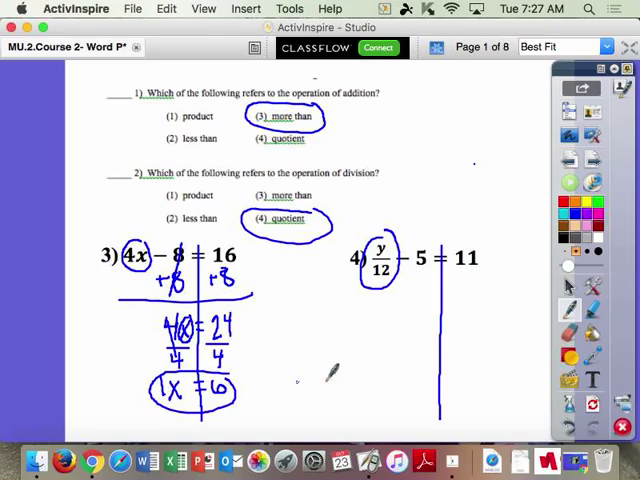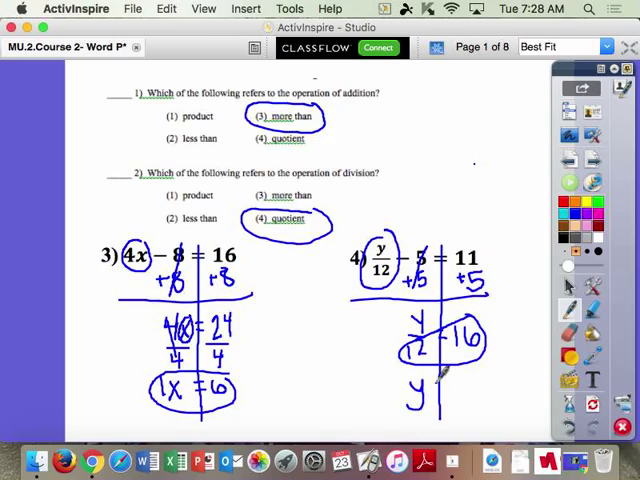All right? On the right side, or the number 4, we have y over 12 minus 5. What's the inverse of minus 5? Plus 5. So plus 5 on both sides. These make 0, so I'm left with y over 12. 11 plus 5 is 16. And then I literally want you to multiply those two numbers. So what is 12 times 16? 192. Good.